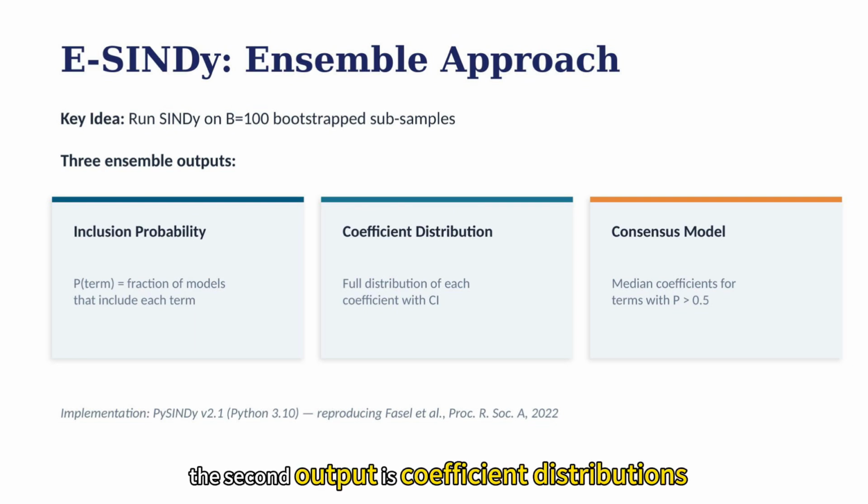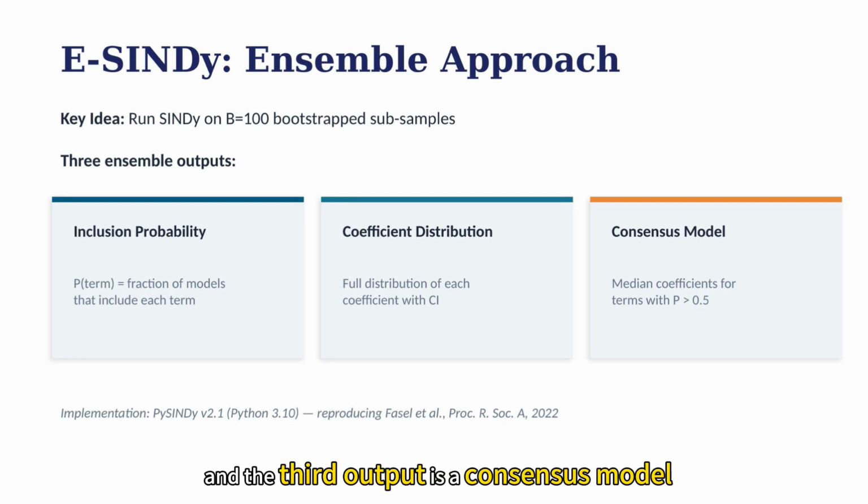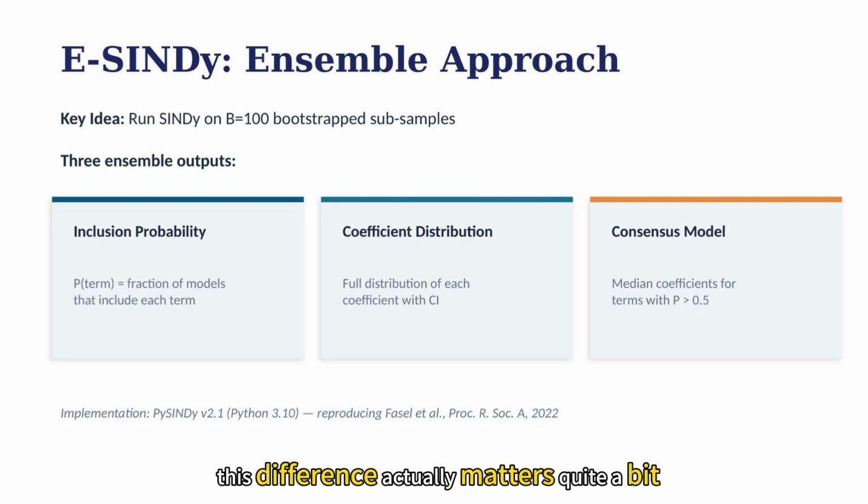The second output is coefficient distributions. Instead of a single value, you get 100 values for each coefficient, which gives you natural error bars and confidence intervals. And the third output is a consensus model, which is just the median of the coefficients for terms with inclusion probability above 0.5. Now for my reproduction, I used PySINDy version 2.1, the Python implementation. The original paper used MATLAB, and as we'll see, this difference actually matters quite a bit.